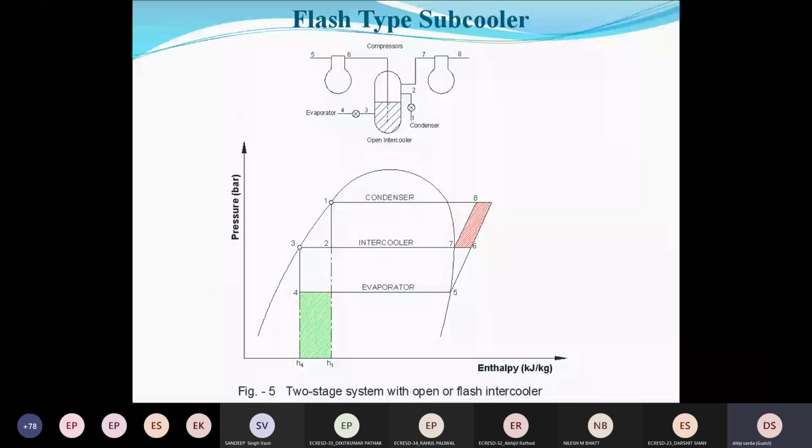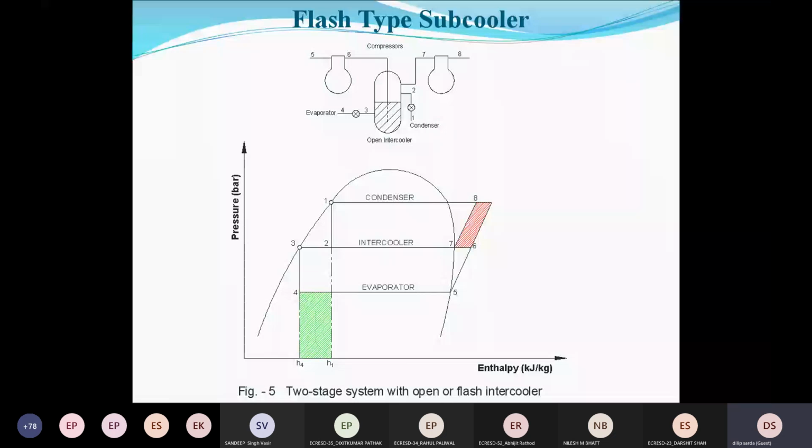Let's see the construction of both intercoolers. Fine, this is the flash type subcooler. Here there is a vessel. In the vessel we are putting the discharge gas directly inside, and due to the superheat of the gas, it bubbles out. There is liquid refrigerant available there, and due to the heat of the superheated gas, it bubbles out and goes to the second stage compressor.